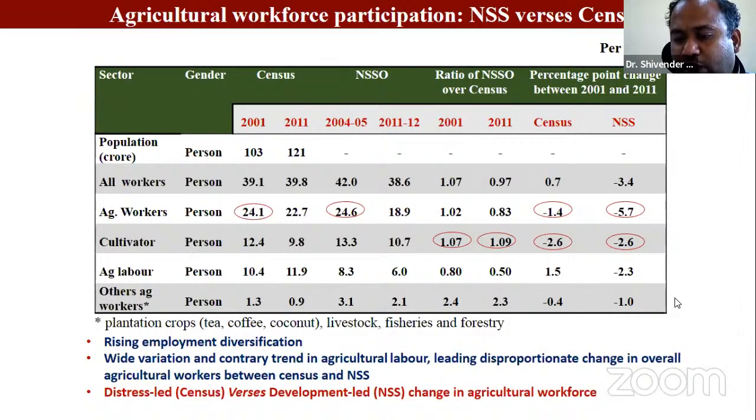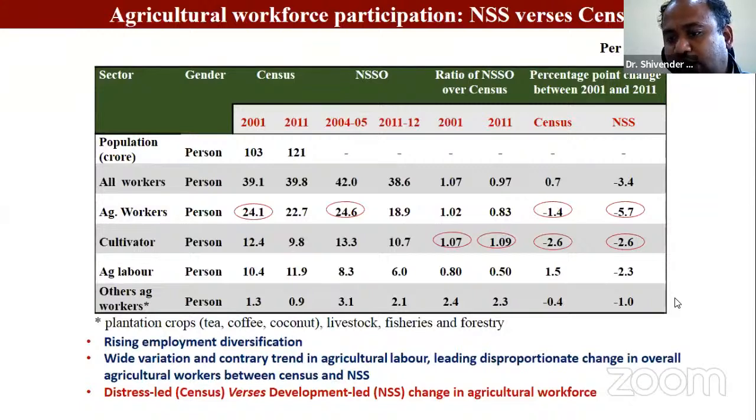So possibly cultivators are leaving their jobs, they are not finding agriculture profitable, so they are becoming laborers. They are being converted from cultivators to laborers. And that is a distress-driven narrative, which many scholars have given and published in journals.